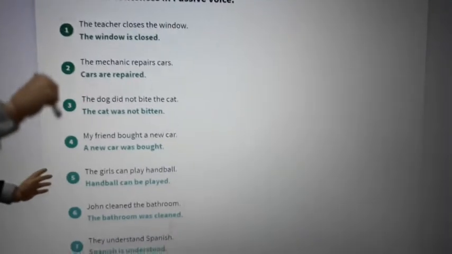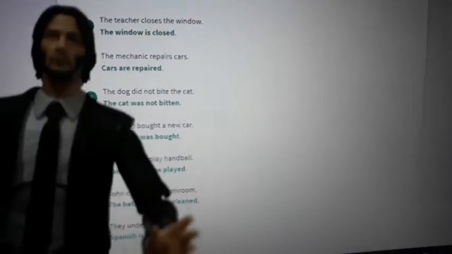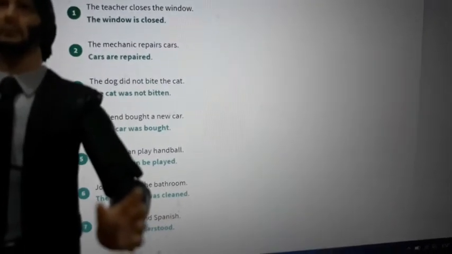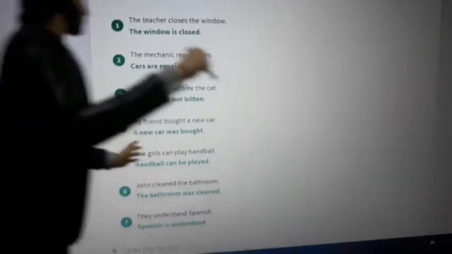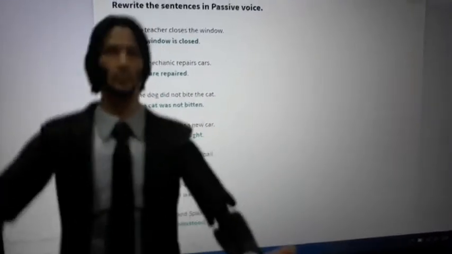With number 1, the teacher closes the window. So the question here is, what happens to the window? The window is closed. Okay, it is to follow the structure. If you took notes from the previous video, the video where I explained, you will notice that this is the same formula.